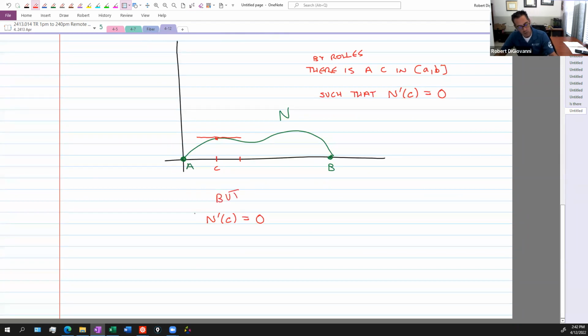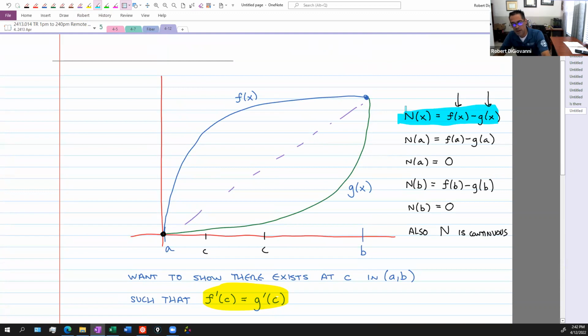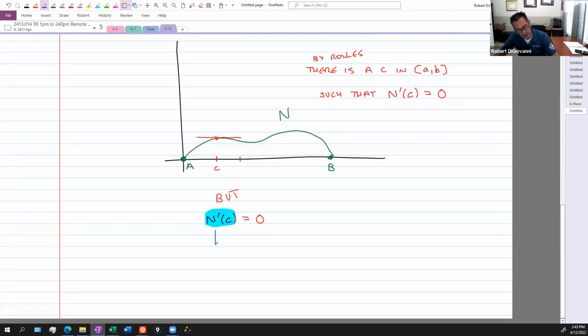But what does the left side of this really mean? So go back up and think about n. Here was the definition of n, right? If I asked you to take the derivative of n, you would take the derivative of this side and this side. When you take the derivative of these two, you do them separately because there's subtraction between them, right? So isn't this really saying that f prime of c minus g prime of c must be 0? Add g prime of c to both sides. And you get this, don't you?